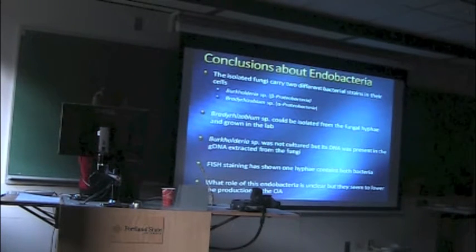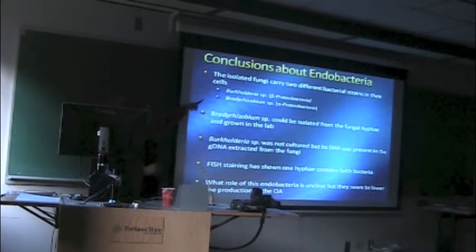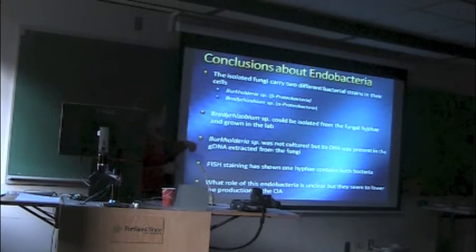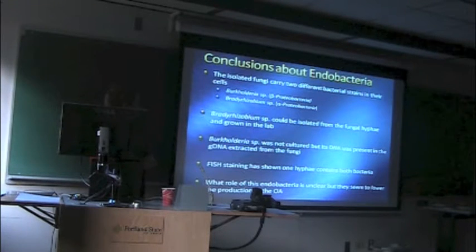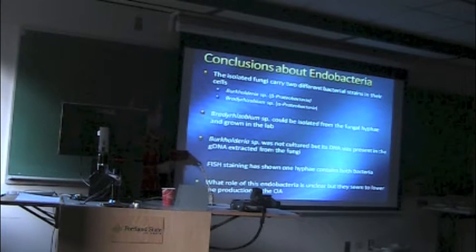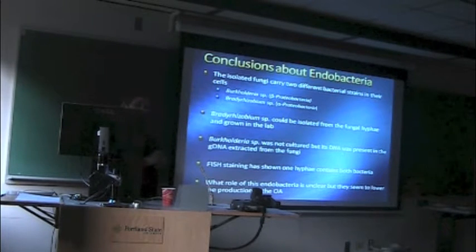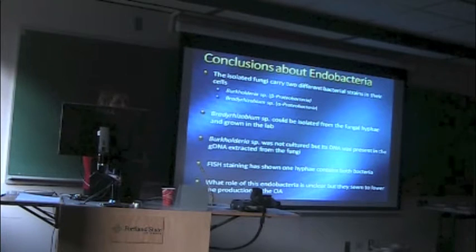The endobacteria, what we can say is there are two. One is a Burkholderia, one is a Bradyrhizobium. We were able to isolate the Bradyrhizobium from the fungal hyphae and grow it in the lab. We weren't able to isolate the Burkholderia and culture it in the lab, but its DNA was present in the fungal gDNA. With FISH staining, we were able to show that one hyphal network contains both of these bacteria. And we're actually not really sure what role they play, but they seem to be involved somehow in the production of organic acids.